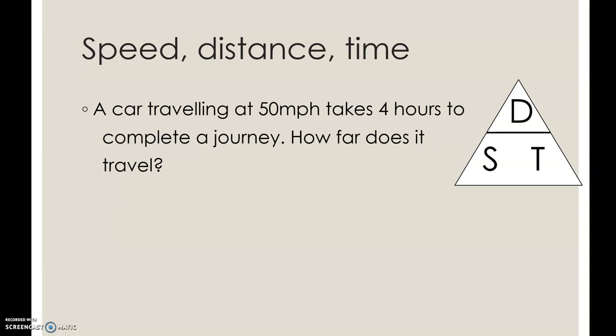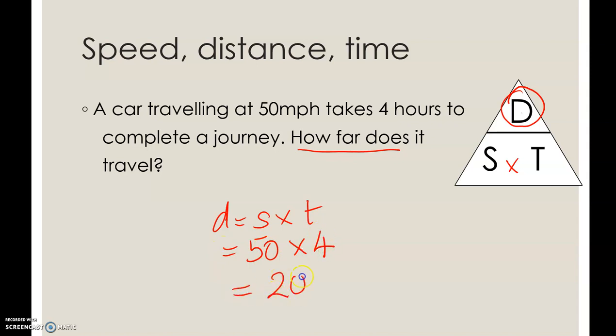So that's a worded problem. A car traveling at 50 miles per hour takes 4 hours to complete a journey. How far does it travel? So how far does it travel means we are calculating the distance, and we know distance is speed multiplied by time. So we've been given the speed. Our speed is 50 multiplied by the time is 4, and that gives us 200, and that'll be miles.